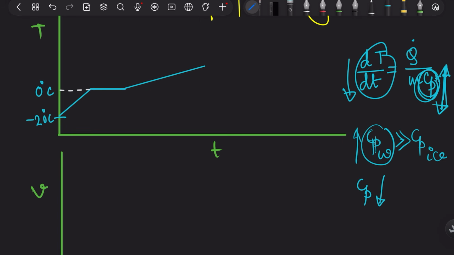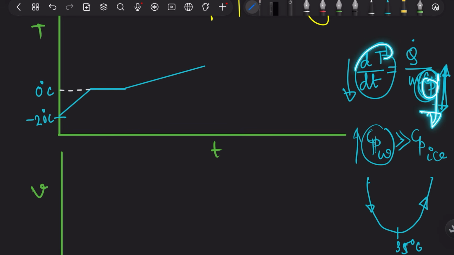So the Cp curve first decreases and then increases. Up to 35 degrees Celsius the Cp decreases and then it will increase. If the Cp is decreasing, then the slope will first increase, reach a maximum and then decrease. The slope will have an opposite variation of Cp, because the slope is inversely proportional to Cp. So either you can draw it as a straight line, that is also okay, because the variation is not that much. It goes from 4.2 to 4.17, then it rises again.